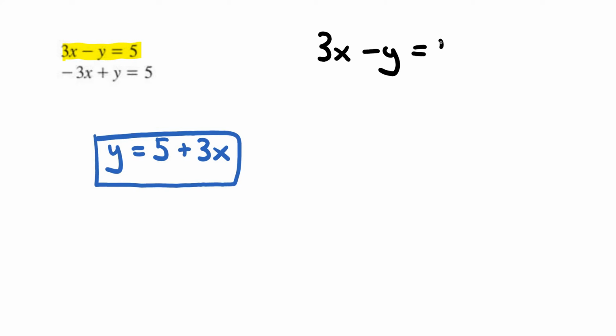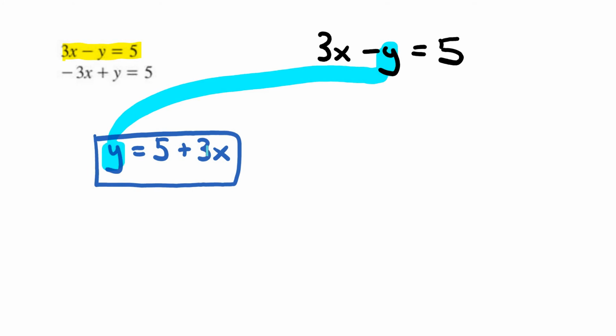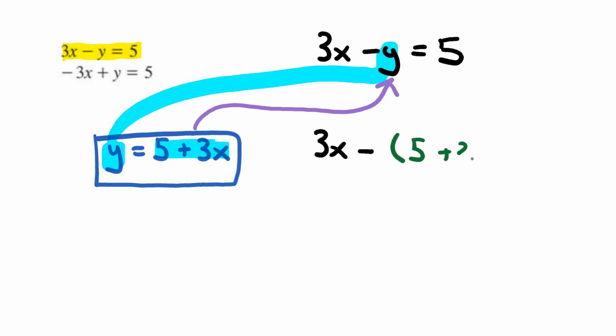Okay, now if I take a look at my first equation, I'm going to rewrite that as 3x minus y equals 5. And just like the previous equation, anytime there's a y here, I'm going to replace that now with this y over here, which equals 5 plus 3x. So this 5 plus 3x is going to replace that part right there. If I do that, I get 3x minus, and I'll put this in a bracket here because 5 plus 3x is 2 terms, so that'll be 5 plus 3x in brackets, and then equals 5.